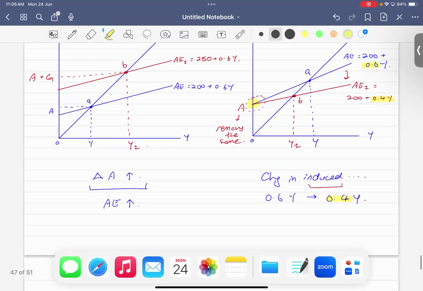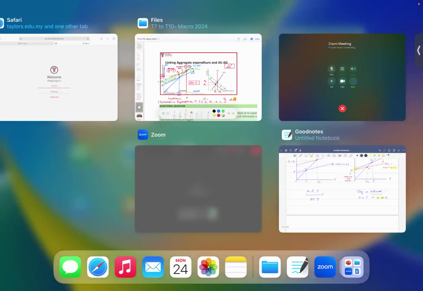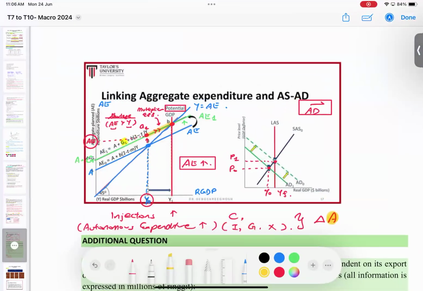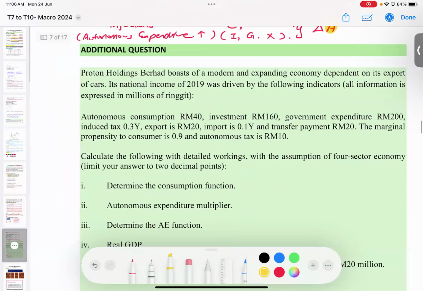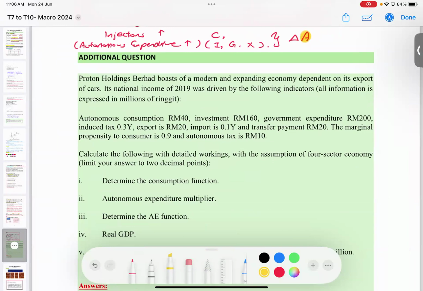These are things that you need to know. I prepared one more additional question for you to try. For this one, I assume that you just need to do the 4-sector economy. But as I said, I already checked with your module leader that for today's topic, when it comes out in the exam, you will have 2-sector, 3-sector, and 4-sector. That means in the same question, you are required to calculate for different sectors. But for this one, it's just practice for you to try out.